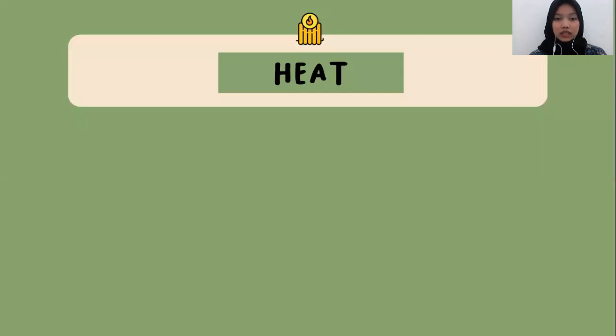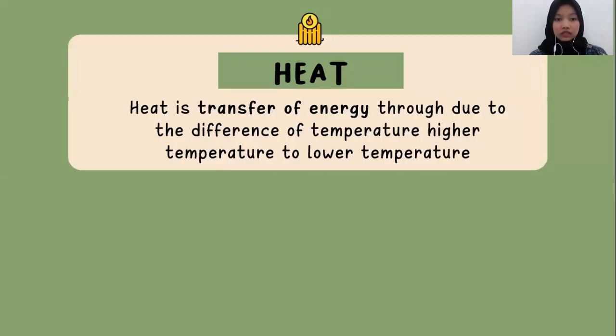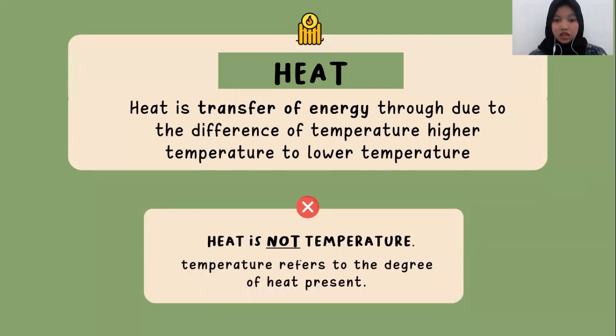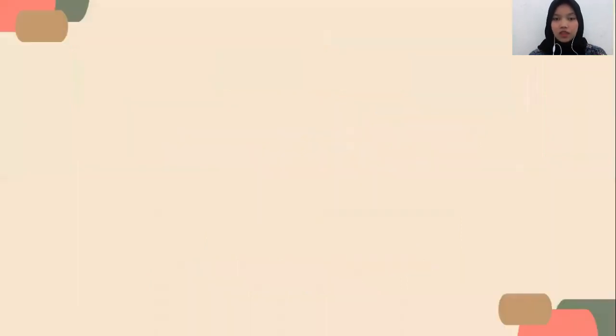What is actually heat? Heat is the transfer of energy due to the difference of temperature, from higher temperature to lower temperature. But you have to remember that heat is not temperature, it's different. The temperature refers to the degree of heat present, while heat is the energy. So heat is not temperature.